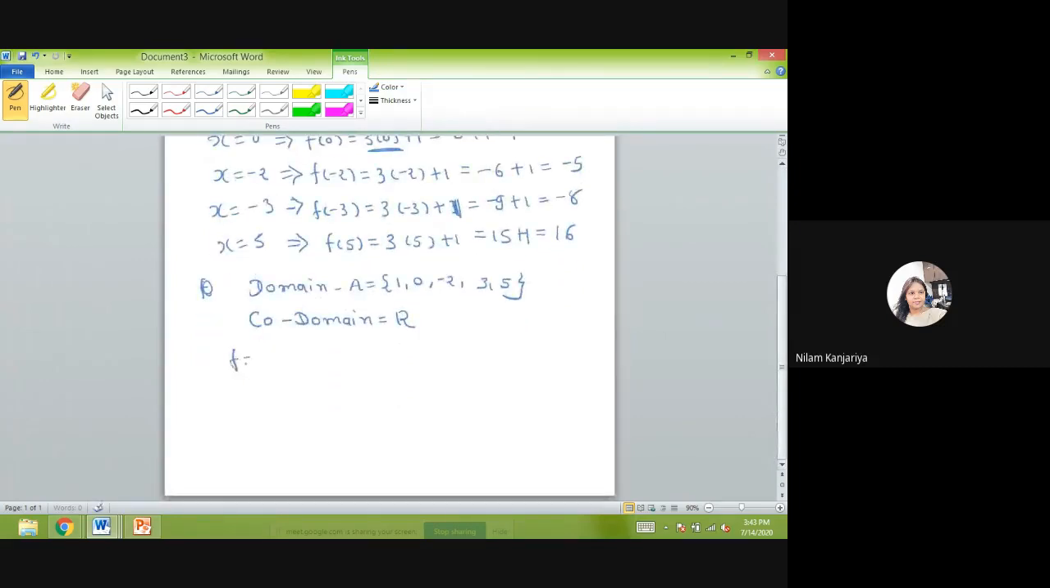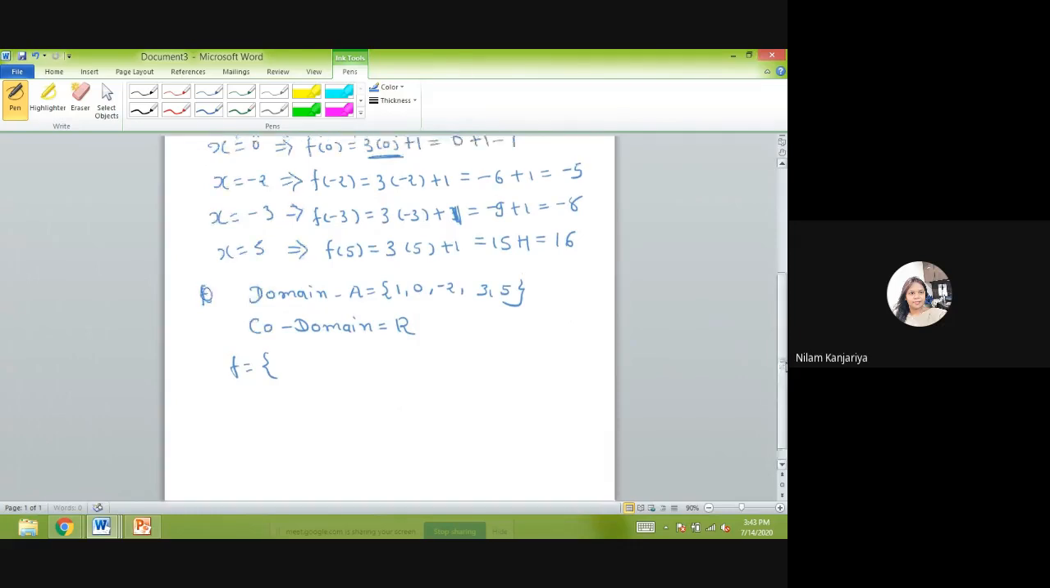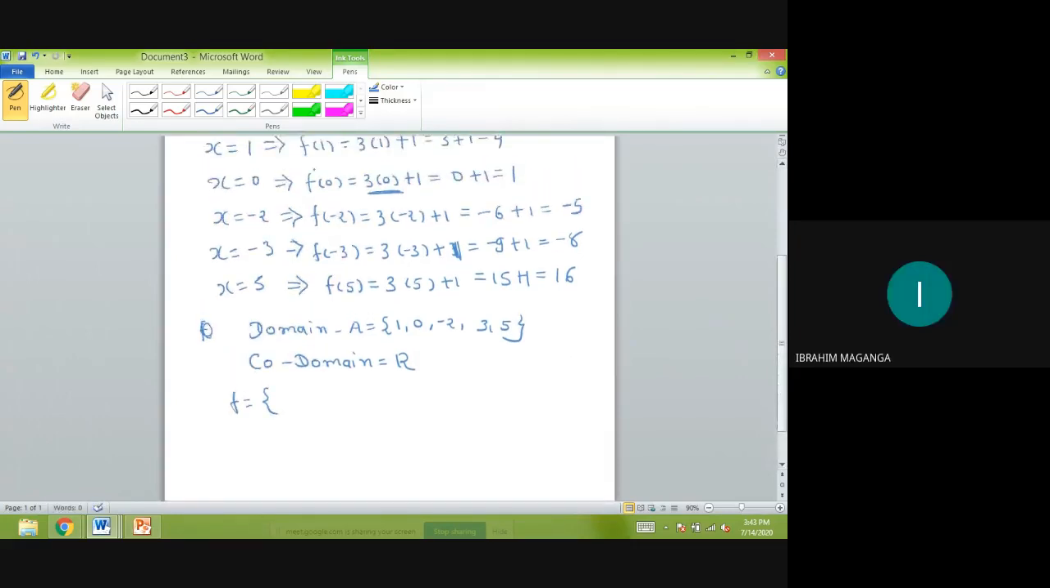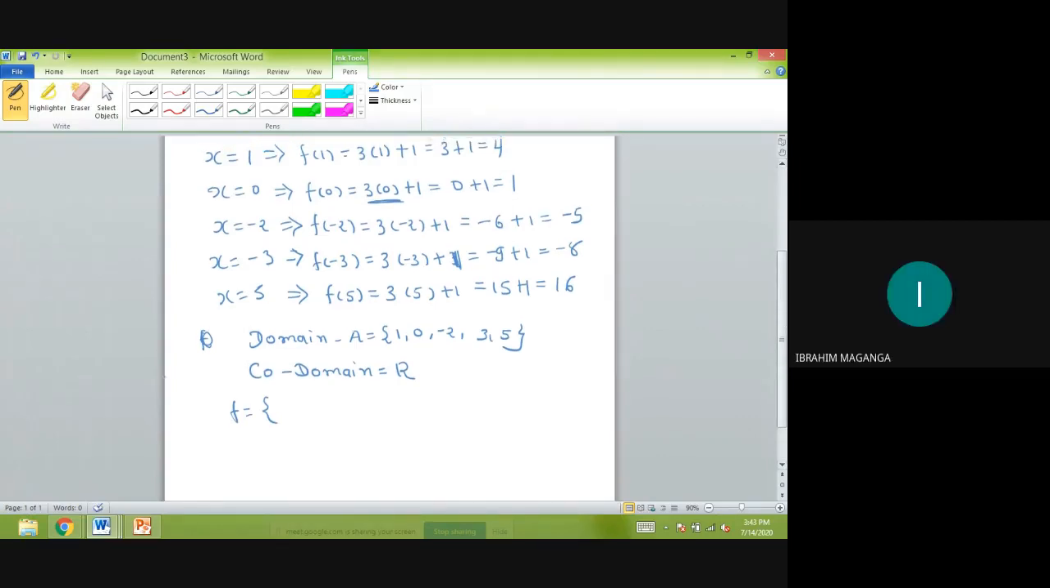Ordered pairs. F makes ordered pairs. What is the ordered pair of F? First ordered pair 1 and 4. Second ordered pair 0, 1, minus 2 and minus 5, minus 3 and minus 8, and 5 and 16. Okay, curly bracket over.